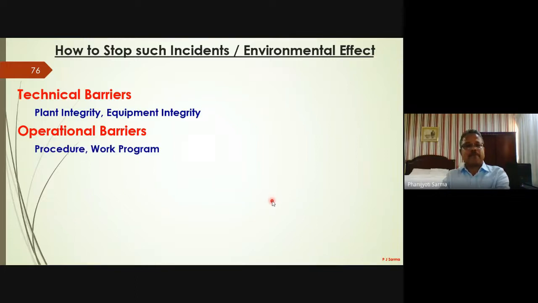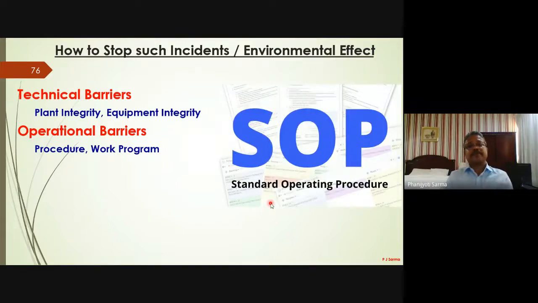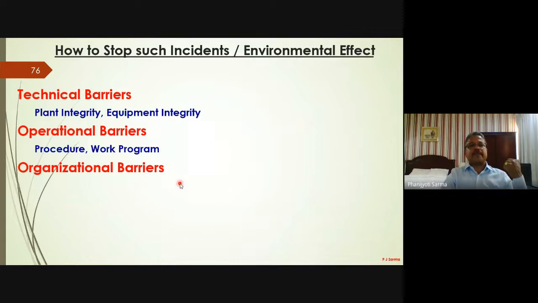What is the operational barrier? The procedures, the work program. The program has to be made in such a way that we all follow the standard operating procedures, so that there should not be any shortcut. Do the right steps one by one, depending on the hazard associated, the consequences associated. So that is called the operational barrier. You have to have the technical barrier in place. You have to have the operational barrier in place.